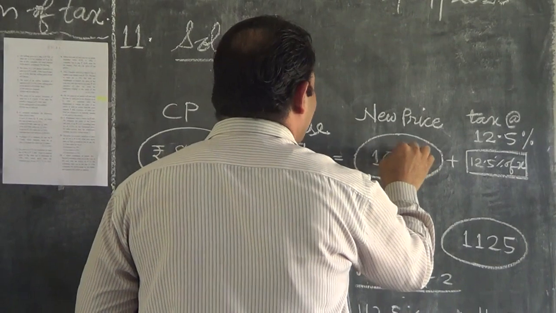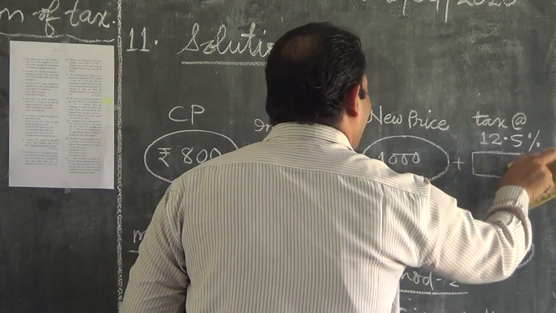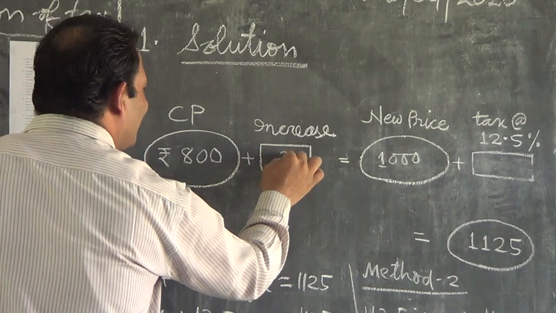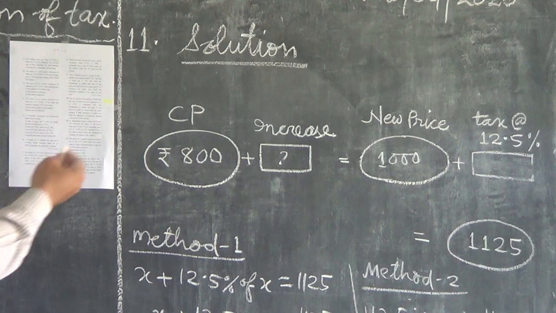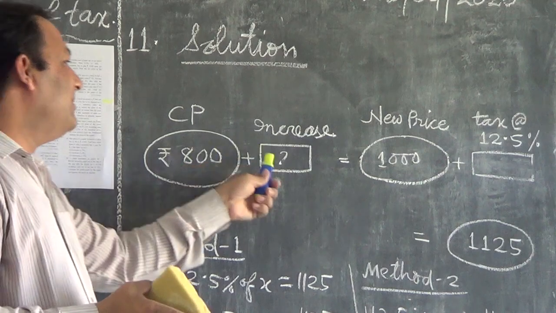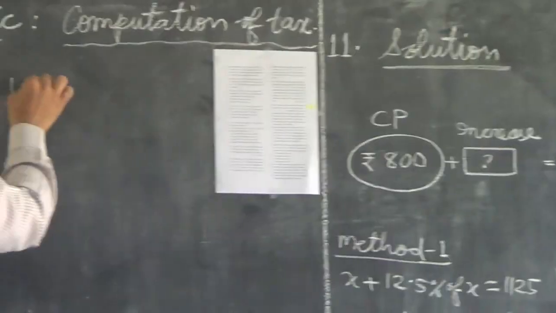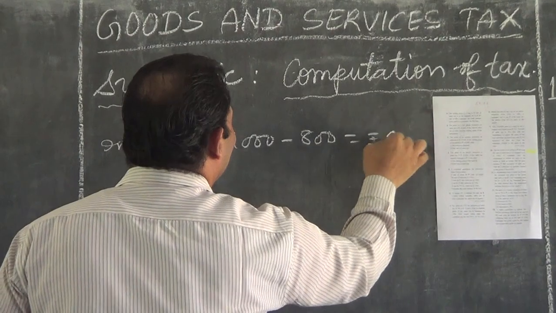1000 rupees. So one variable is already obtained. We got now this, you see, class 1 mathematics. 800 plus how much equal to 1000? So by seeing the model, we can write increase equal to surely 1000 minus 800, that is rupees 200.